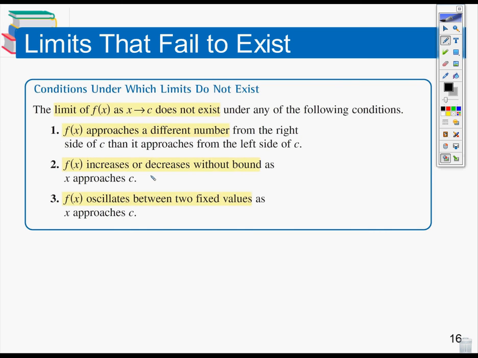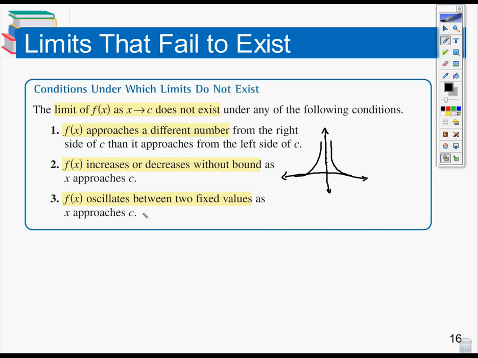For the second one, it's either increasing or decreasing without bound as we're approaching a specific value. What that looks like is a function that increases without bound there and decreases without bound there. Let's say this is our y-axis, this is our x-axis. And I'd be looking for the limit of this function as it approaches 0. Well, as it approaches 0, this one's just increasing without bound, and this one is just decreasing without bound. So they're never actually touching this particular point, and there's not going to be a limit.